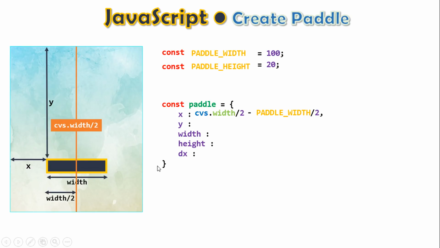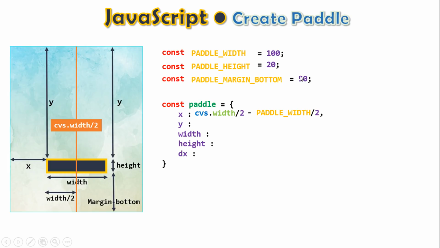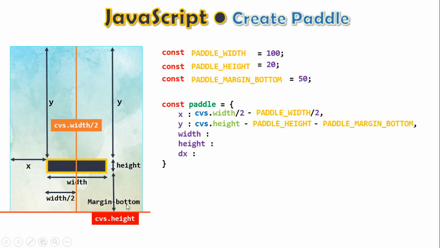For the y position, this is the y position, this is the height, and this is the margin bottom, which I have to define. So the margin bottom is 50 pixels. So I will say canvas.height minus the height of the paddle minus the margin bottom. This is the y position of our paddle, which is a constant. It won't change during the game.